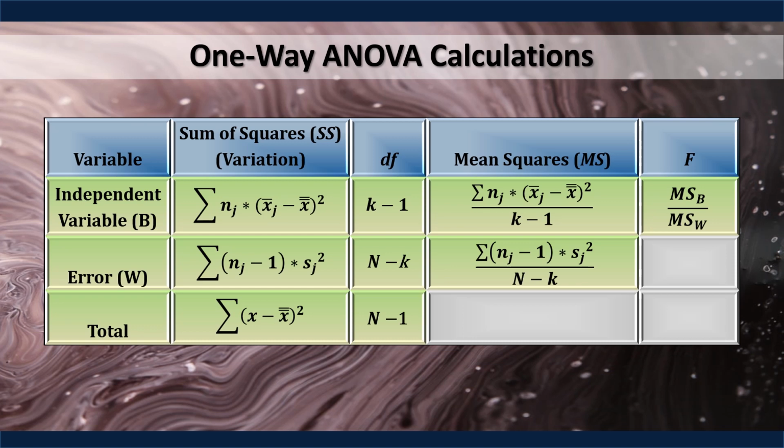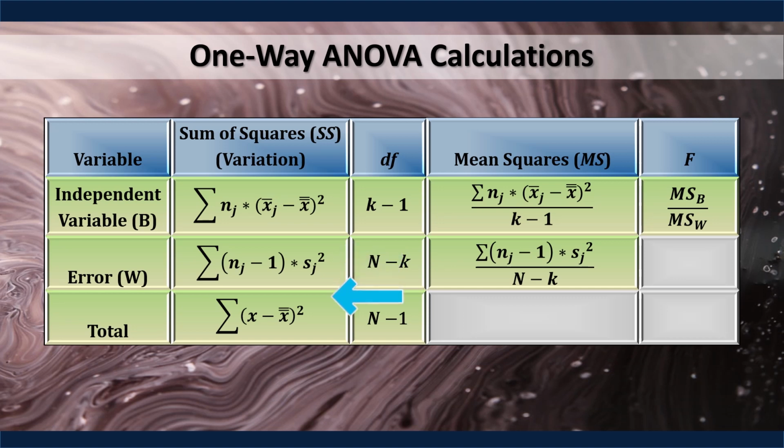Okay, let me give you an overview of this table, but know that we'll go over each component a little later. The sum of squares of the independent variable is also called sum of squares between. This represents the between group variation, and you can see from looking at the equation that it calculates the distance of each group's mean from the grand mean. The next component is called sum of squares error or sum of squares within. This represents the within group variation, and it adds up the variance of each group after multiplying each variance by the sample size of each group minus 1.